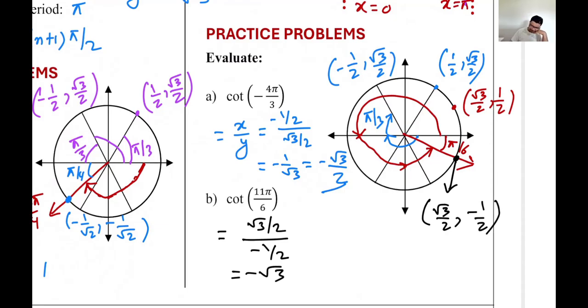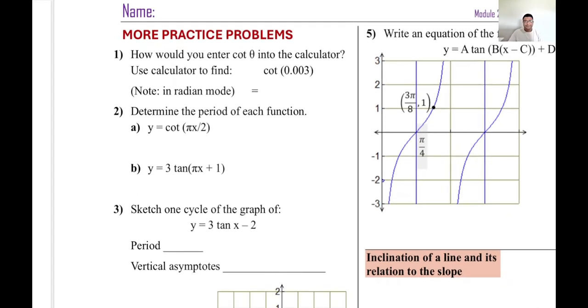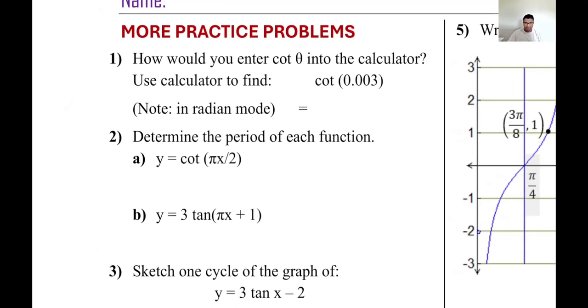Alright, let us do more practice. We saw the basic graphing and how to evaluate the tan and cotangent at some angles. Here are some other problems you might have to deal with. Okay.